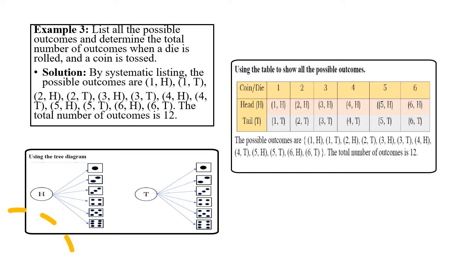Example number 3, list all the possible outcomes and determine the total number of outcomes when a die is rolled and a coin is tossed. So by systematic listing, these are the possible outcomes: one head, one tail, two head, two tail, three head, three tail, four head, four tail, five head, five tail, six head, six tail. The total number of outcomes is 12. And we also have the tree diagram.